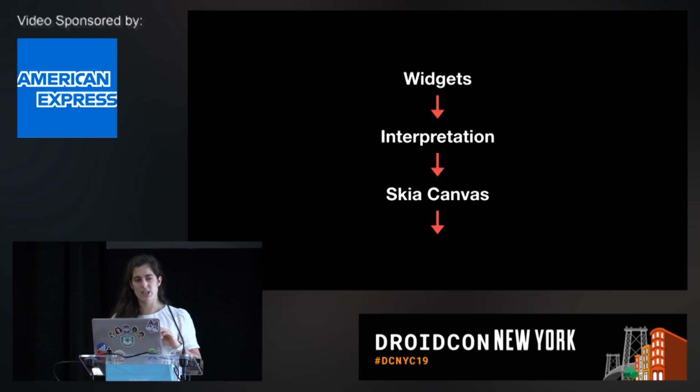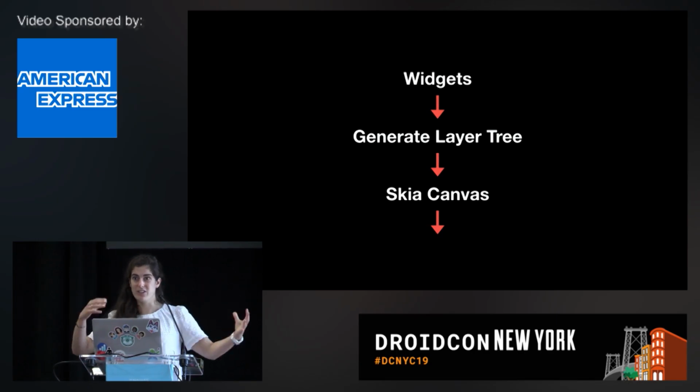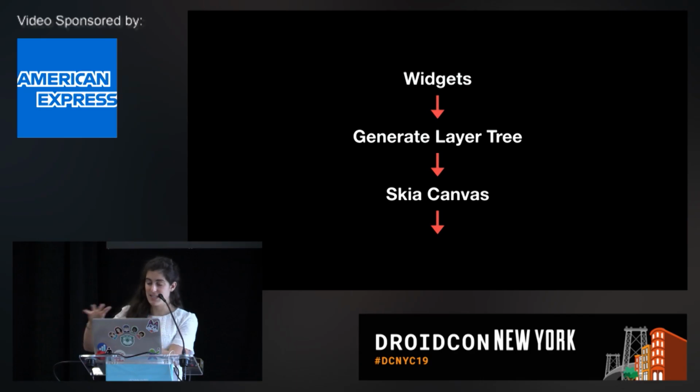Now, that interpretation layer that I hand waved over, what it's actually doing is it's generating a layer tree. And this should sound very familiar from what I just went over with the React Native architecture, which is that it is platform agnostic. The layer tree is very similar to those DOM descriptions in that it says, I want a view that looks somewhat like this, and then it sends it off to Skia, and Skia will actually handle the drawing commands for that.